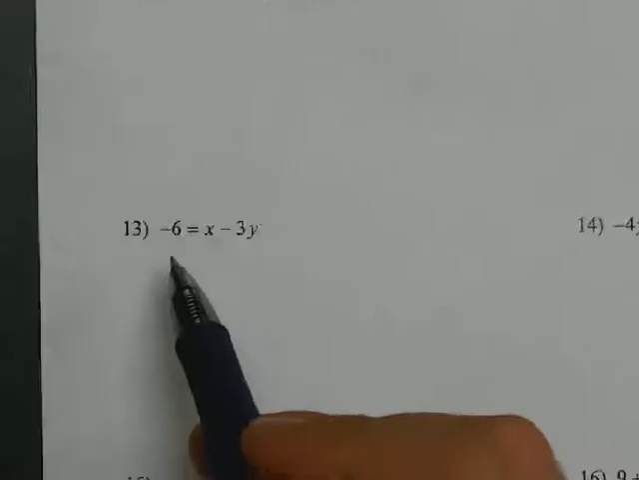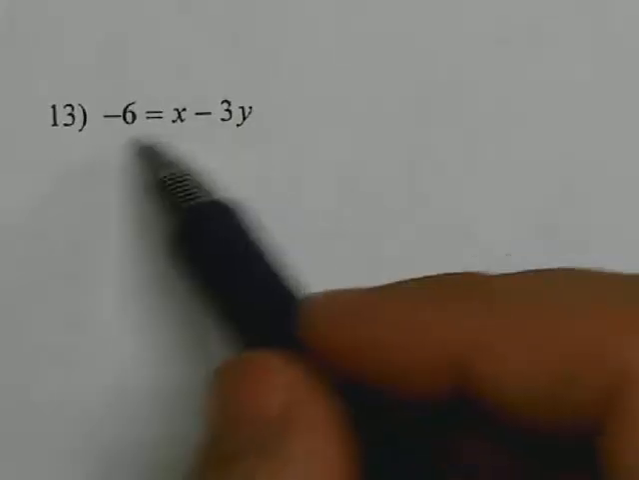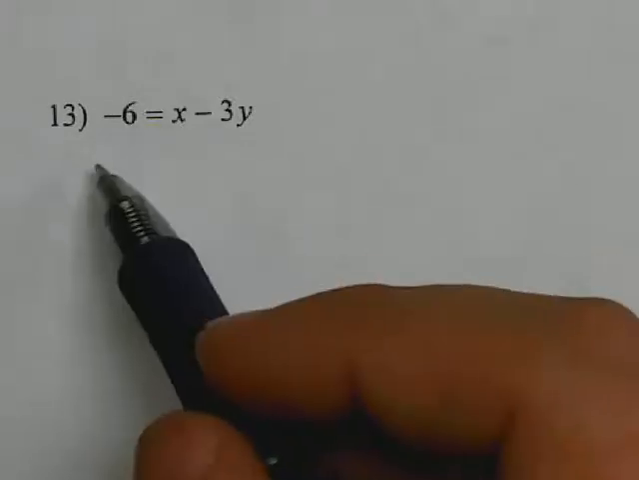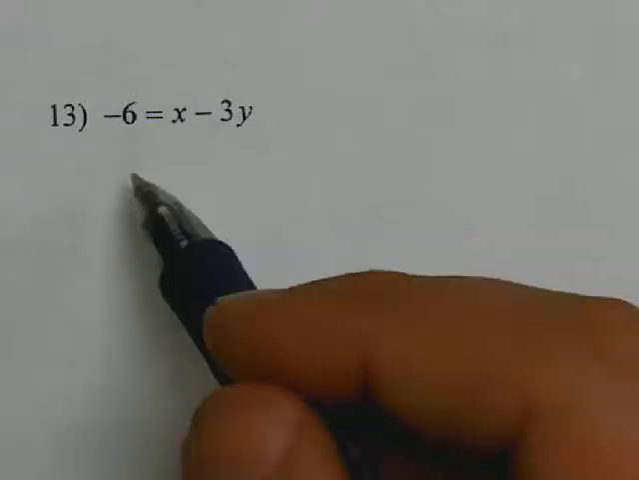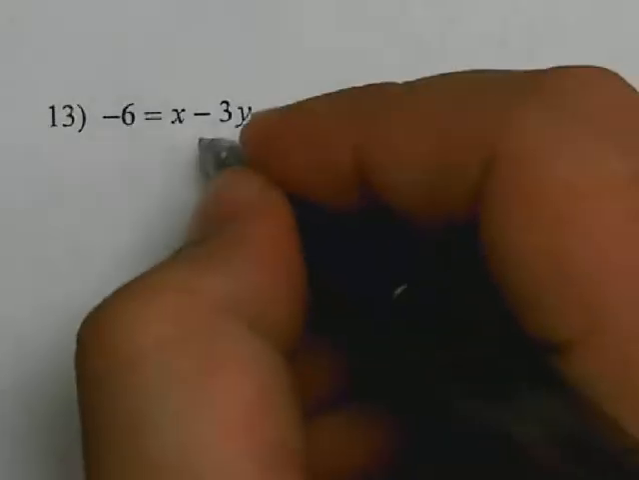Let me zoom back in. Negative 6 equals x minus 3y. Is y on the left side? No, y is not on the left side, so I need to move it to the right side by either flipping it or by moving it using inverse operations.